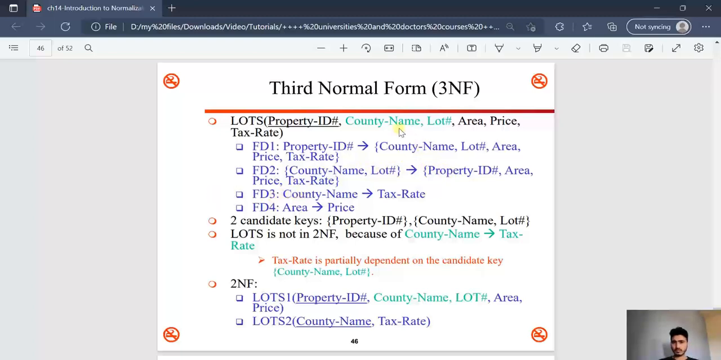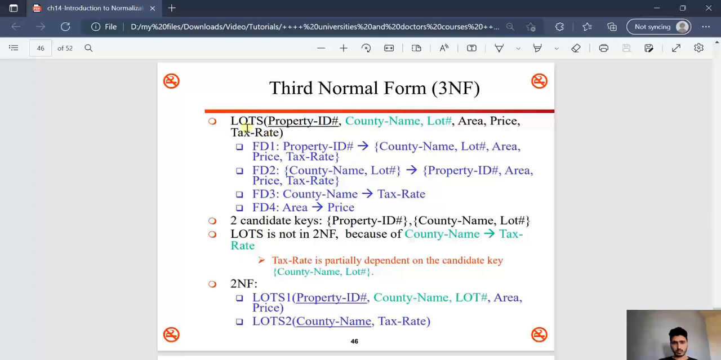FD3 tells us that the county name determines the tax rate, so that if you know the county name of this lot, then you can know the tax rate of this lot. In addition, if you know the area of this lot, then you can know the price of this lot.